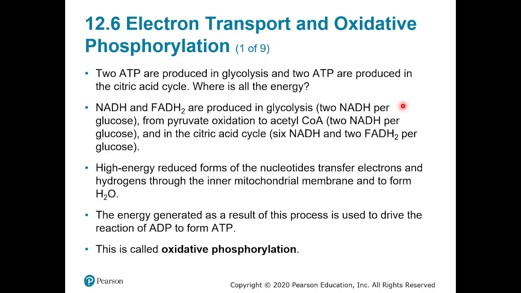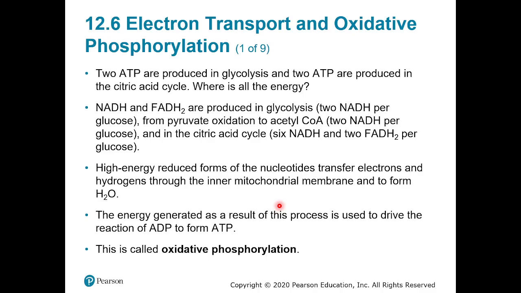Remember, in glycolysis, you had 2 NADHs per glucose that were formed. The pyruvate oxidation to acetyl-CoA is going to be 2 NADHs per glucose, 1 per each of the pyruvates. In the citric acid cycle, we're going to have 6 NADHs and 2 FADH2s per glucose. Again, that's 2 cycles of the citric acid cycle. And so the high energy reduced forms of your nucleotides are going to transfer energy and hydrogens through the inner mitochondrial membrane. This is where you form your water, and this is where you're going to end up using the oxygen.